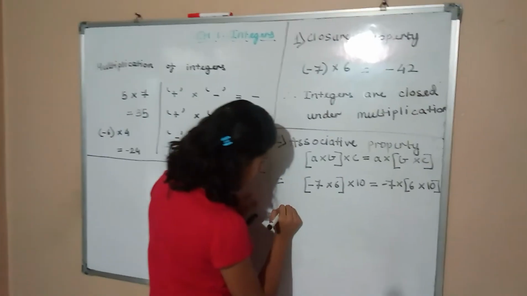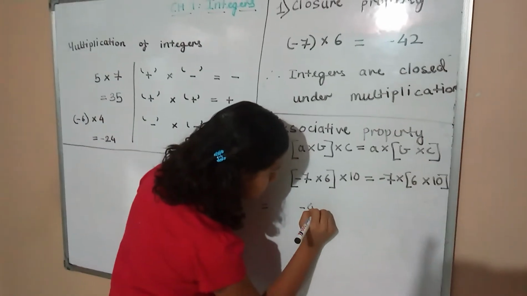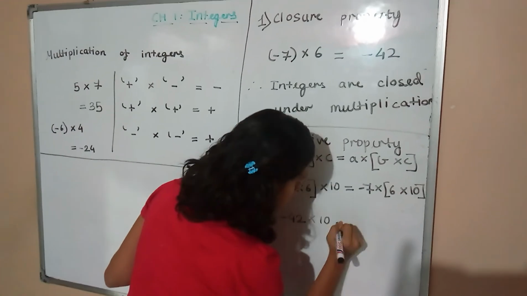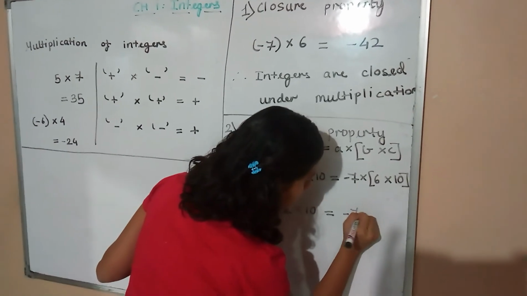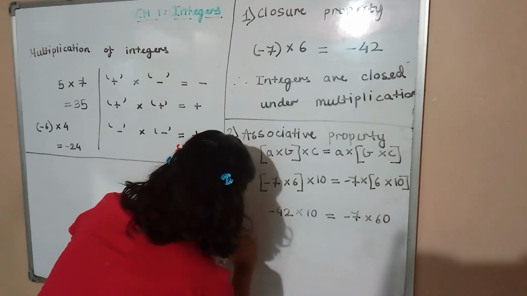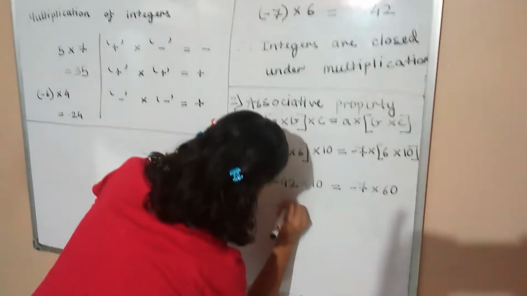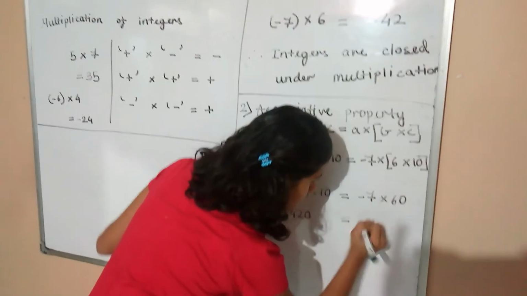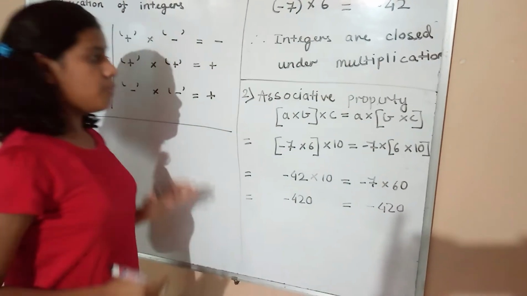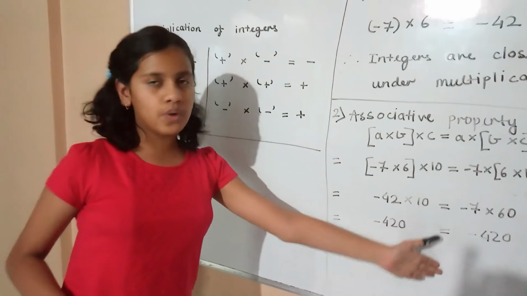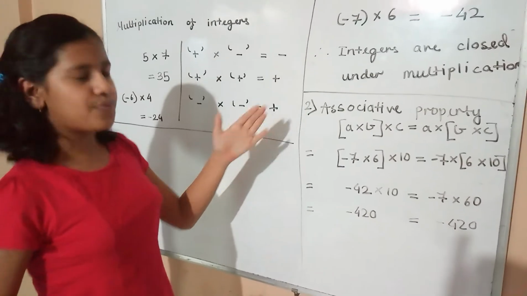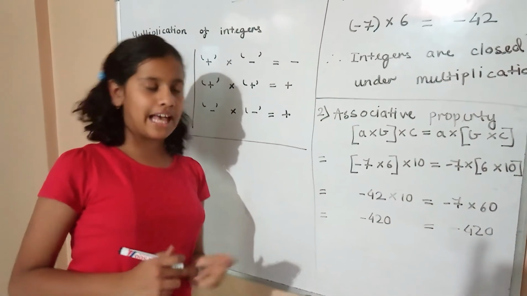So here I'll be having -42 as discussed earlier, and then I'll be doing it into 10, while over here I'll be having -7 into 60. So the answer over here will be -420, while the answer over here will also be -420. So we can see that LHS is equal to RHS. So we can see that integers use associative property using multiplication as well.